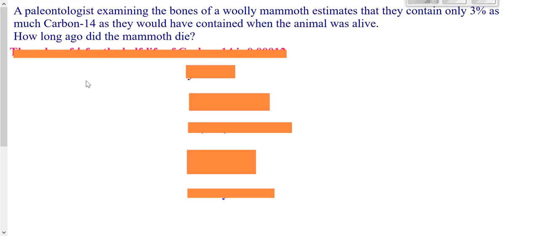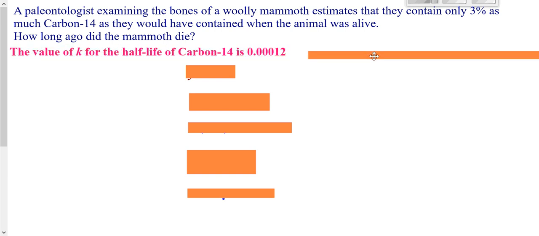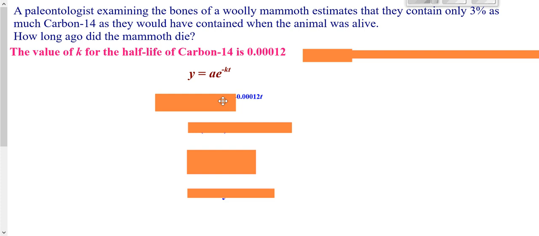Looking at this one, we have a woolly mammoth that is estimated to have only 3% of its carbon-14. We talked about carbon-14, so our value of k is going to be, from what I mentioned earlier, this. We want to know, when was the woolly mammoth alive? Once again, this is more scientific. We're dealing with half-life again, so we know it's going to be a decay. We're wondering how long, so we don't know t. We do know the value of k, so we can put that in.